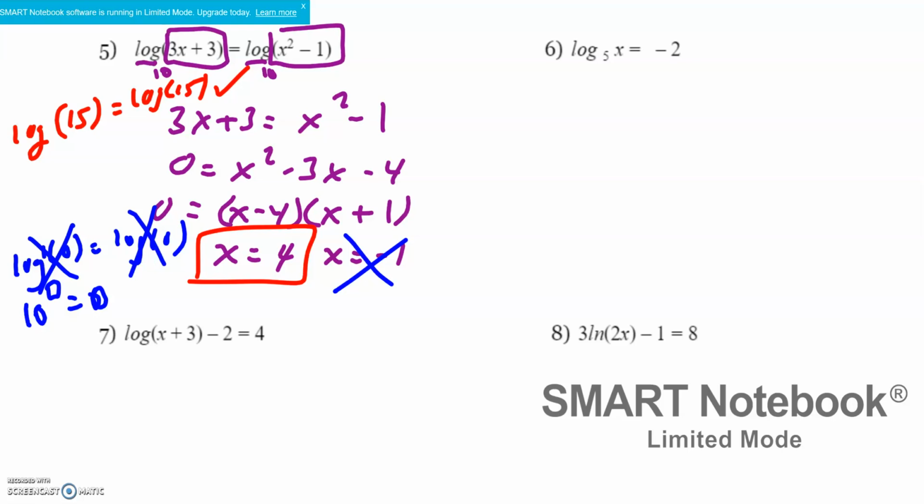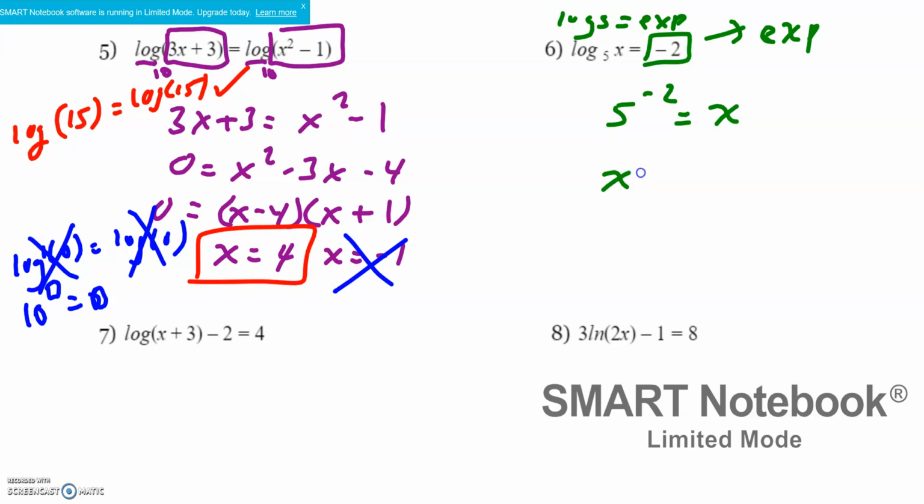Number 6, this time we do not have log equaling a log, so we can't just set the arguments equal. So whenever I'm given a log, I think about maybe I can use the inverse and change this to be exponential. So let's think about how I could rewrite this as an exponent. The base of this log is 5. The exponent has to be -2 because, again, as I've been saying quite a bit, logs equal exponents, so -2 must be my exponent, and that must equal x.